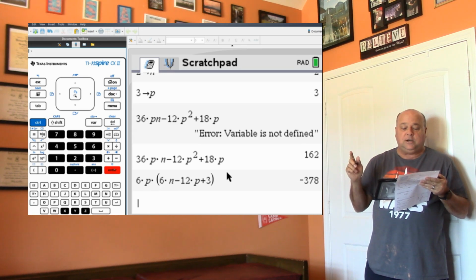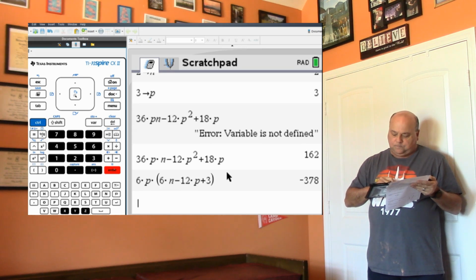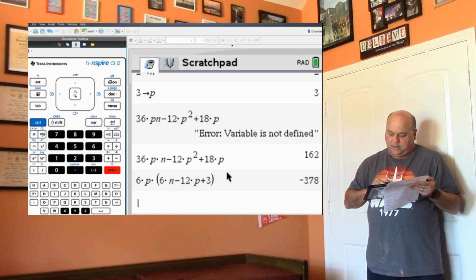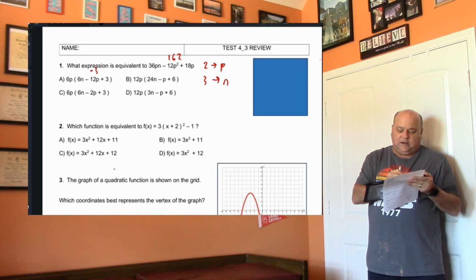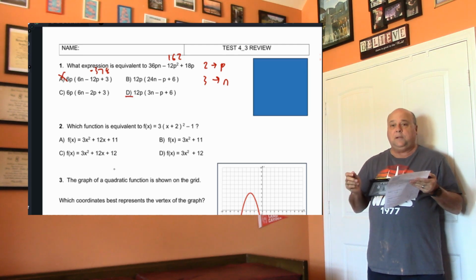Make sure you're putting a multiply in if you're getting an error. Now then, I'm going to go straight to the answer. Our GCF is going to be 12p, so we should have 3n inside the parentheses. Let's try letter D. So letter D, well, let's put negative 378 right here. So A was negative 378. That doesn't work, does it? Now we're going to try D, which is 12p, parentheses.